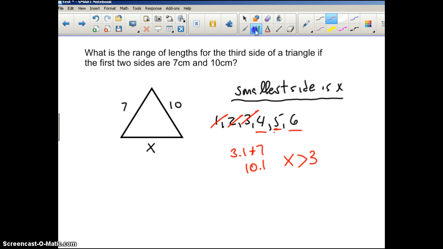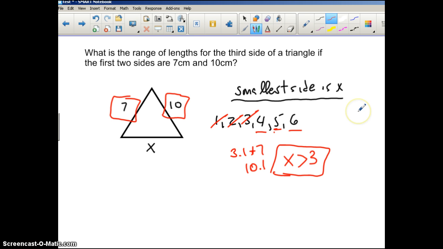Now, for a shortcut, take a look at how 10 and 7 relate to each other. If you took 10 and subtracted 7, you would end up with 3, the bottom value. So we now know the lower end of the range for the triangle. It has to be greater than 3.